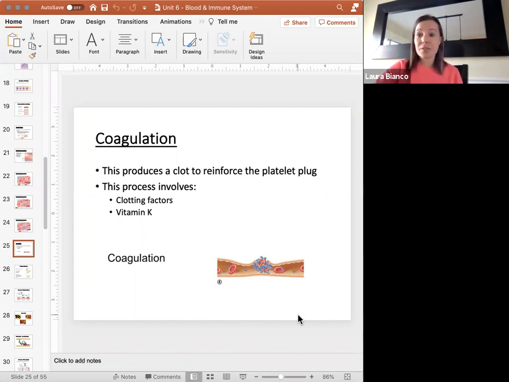When they are activated, these clotting factors turn into enzymes, and they basically activate each other. So one clotting factor gets activated and it activates the next one, and then that one activates the next one, and it keeps going and going. So you have all these activated clotting factors now that trigger blood clotting.